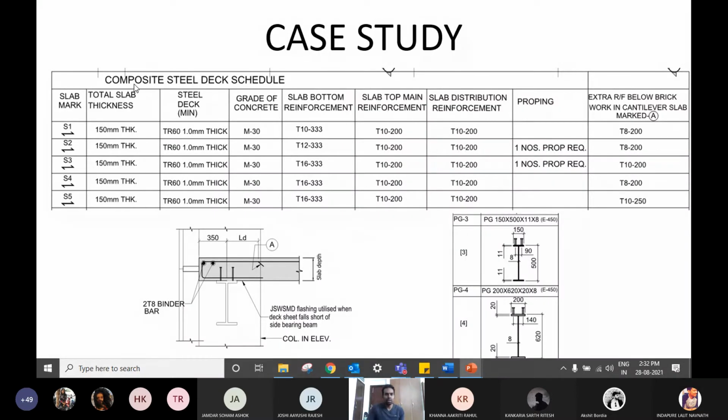As I told you, when you go to the composite steel deck schedule in the legends, you have what you mean by S1. S1 is the slab mark. Now they're saying the total slab thickness is this, and your steel deck is the TR60 profile. This is a proprietary product from JSW Steel, the company that delivers the steel deck. Their overall height is 60 mm, and the steel deck is only 1 mm in thickness. Your grade of concrete is M30, and your slab bottom reinforcement is 10 diameter rebars at this much spacing.